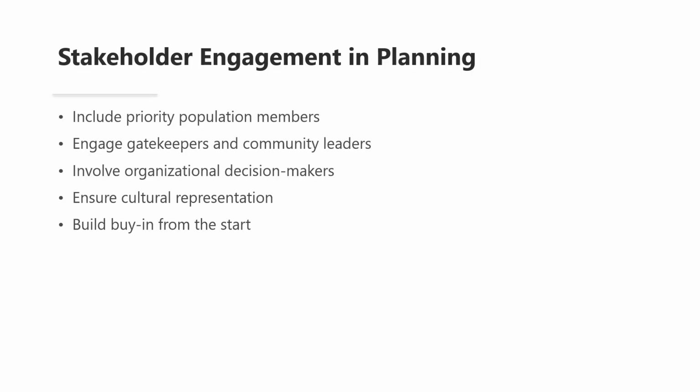You should also engage gatekeepers and community leaders who can facilitate access and build trust within the community. A gatekeeper might be a faith leader, a school principal, or a respected elder whose endorsement opens doors that would otherwise remain closed. Organizational decision makers need to be involved because they control resources and can authorize program activities. Cultural representation is critical to ensure the program is relevant and respectful of the community it serves.